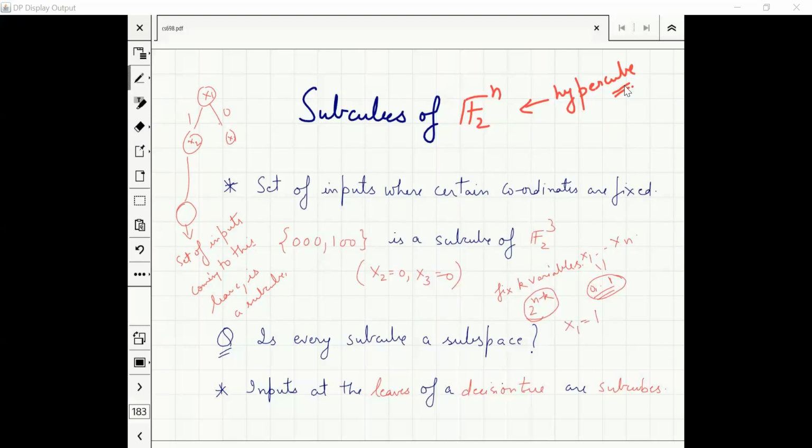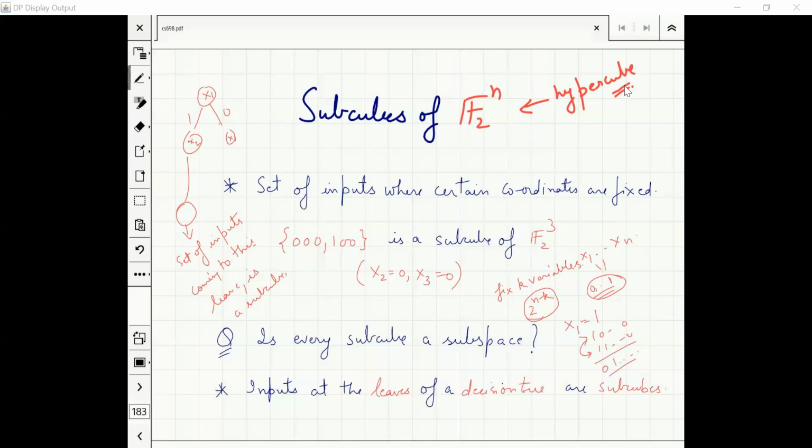And you will see that that is not a subspace because 1, 0, 0, 0 and 1, 1, 0, 0, 0. If I add these, I will get a 0 at the first place. That means the addition is not in this space. It does not have identity. That's the easy way. But even it is not closed under addition. So this is showing that a subcube need not be a subspace.